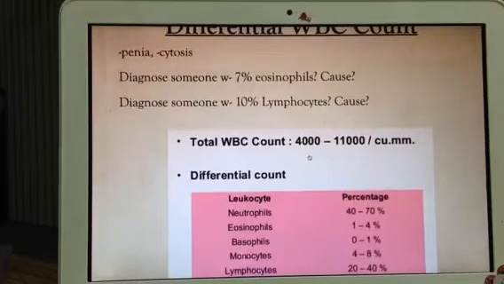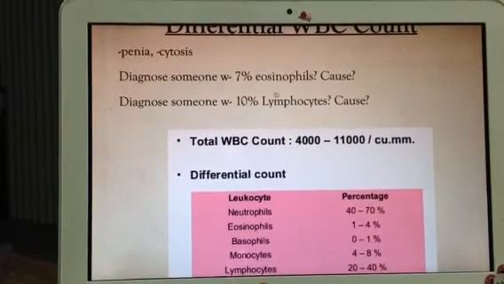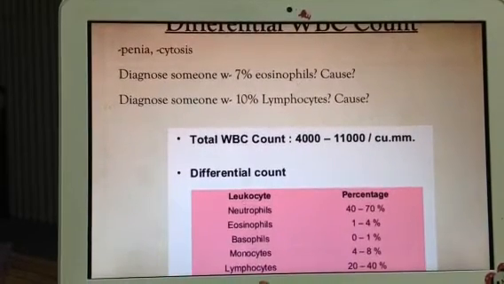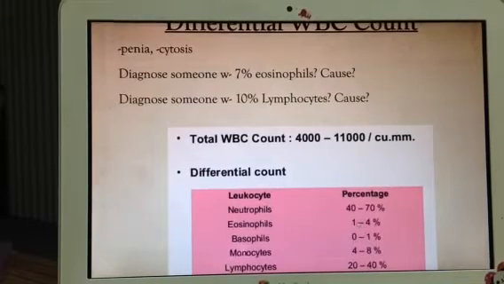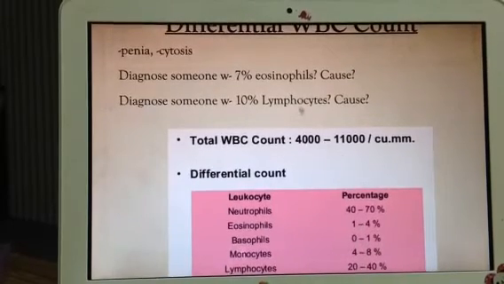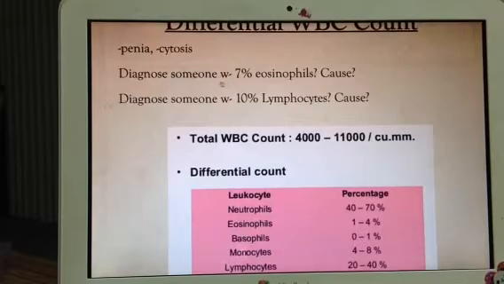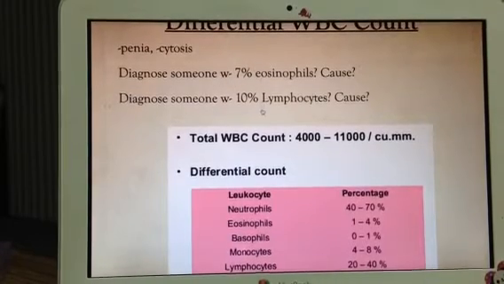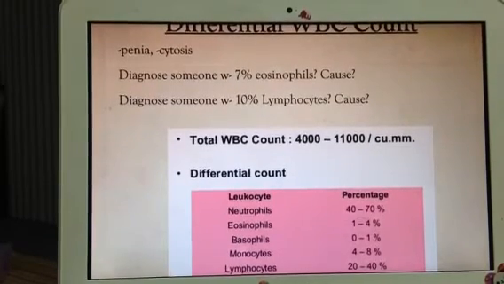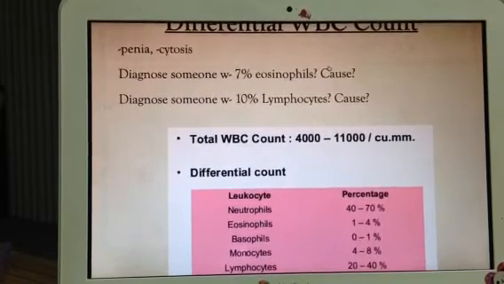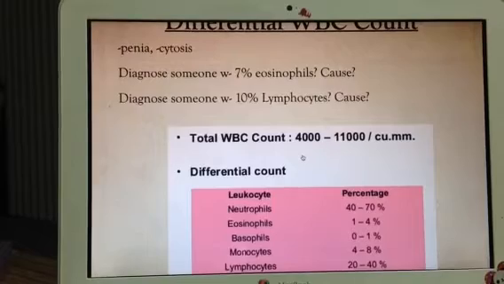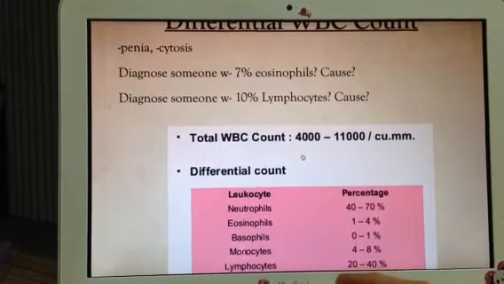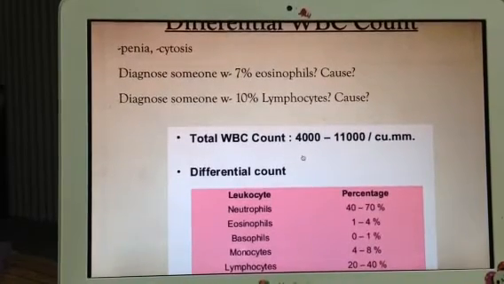So then we gave some examples as far as somebody with 7% eosinophils. So we look down here and we see that you're supposed to have 1 to 4%. Would you say there's something wrong? Well, yes, I would definitely say there's something wrong, right? Because 7% is pretty much double what they're supposed to have. And what could be the potential cause of it? Well, that's where you have to look at the stuff that we've been learning, right? That's where the importance of the stuff that we've been learning comes in.